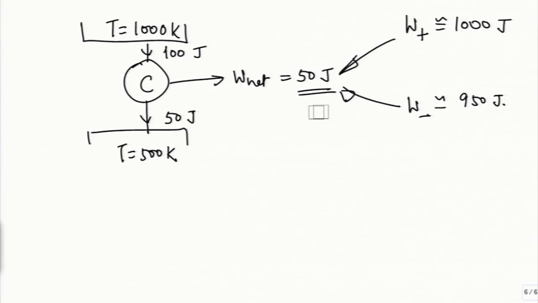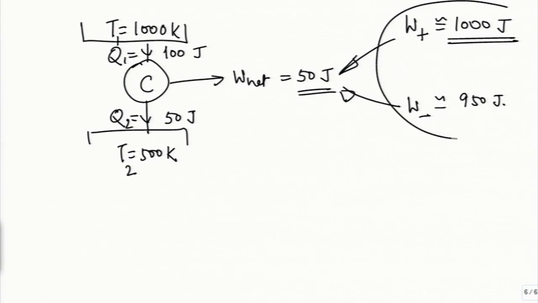W net is pretty small compared to W plus. I didn't say W net is pretty small compared to this, which is Q1. The relation between Q1 and W net is through the Carnot efficiency, which depends only on T1 and T2. It is this ratio that I was talking about, 1000 to 50 or 50 to 1000.